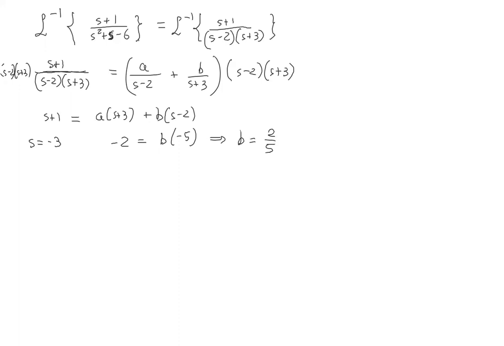And then you set S equal to 2. How do you choose negative 3 and 2? These are exactly the roots of these quantities, right? The idea is you plug them in and all but one becomes 0 on the right-hand side. So this will give you 3 is equal to A times 5 plus B times 0. So this gives you that A is equal to 3 over 5.